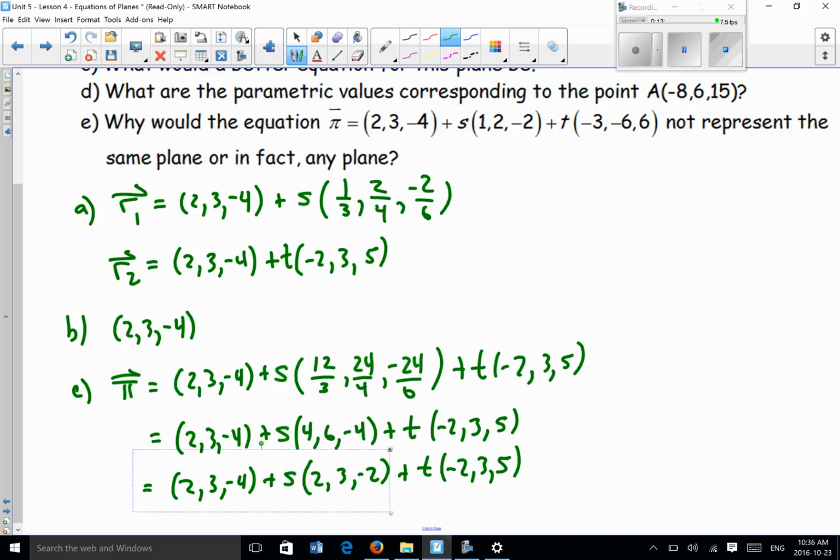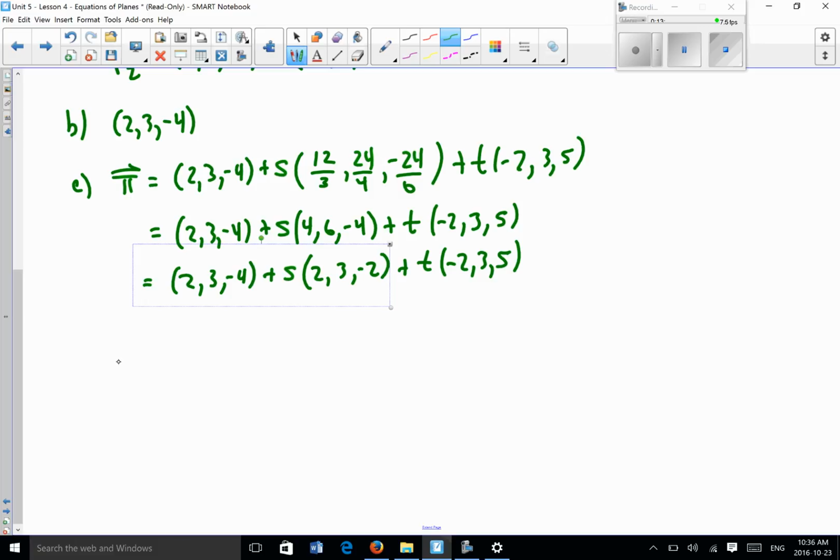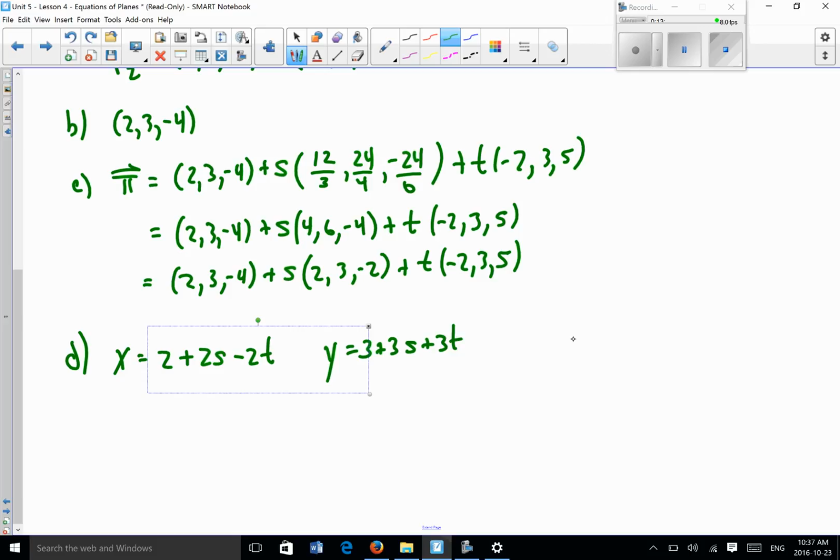Okay. Part D. What are the parametric values corresponding to the point negative 8, 6, and 15? We need to solve for the parameters, which means we need the parametric equations, which is nice that we now have a nice, easier version to work with. So x equals 2 plus 2s minus 2t. Y equals 3 plus 3s plus 3t. And z is negative 4 minus 2s plus 5t.